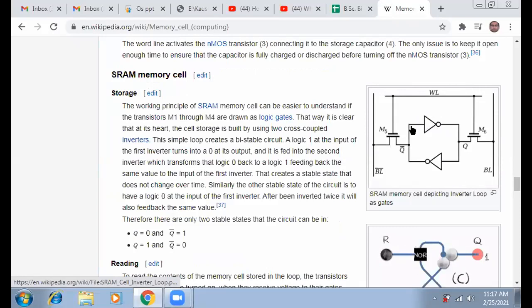If the input of this inverter is 0, then the output is 1. If the input is 1, then the output is 0. That is the job of the inverter. And what are these two? What are the symbols of these? This entire diagram is called a cell.